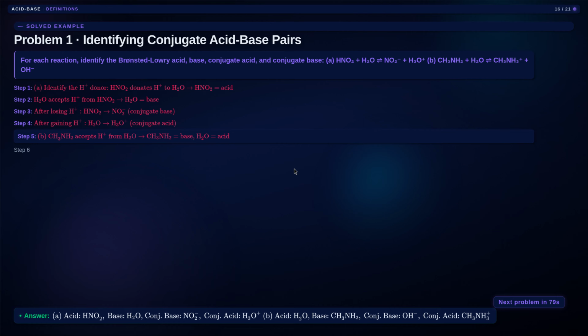Second, CH3NH2 plus H2O giving CH3NH3+ and OH-. CH3NH2 accepts H+ from H2O, so CH3NH2 is the base, H2O is the acid. The answer summarizes both pairs.